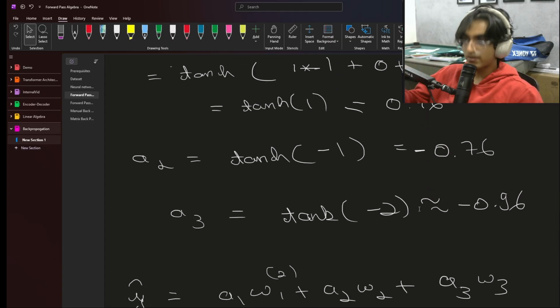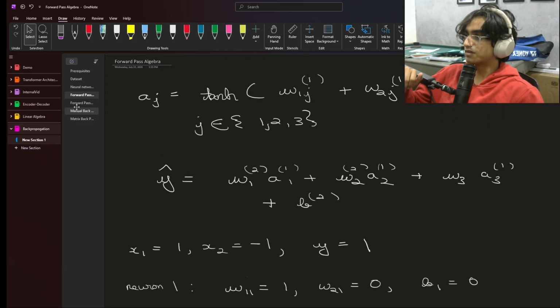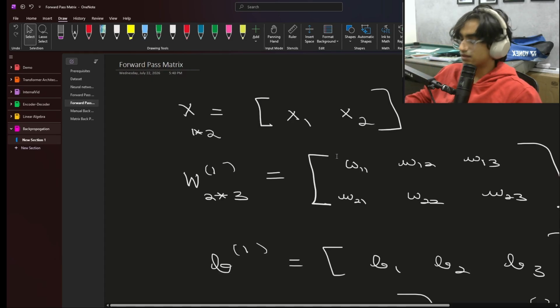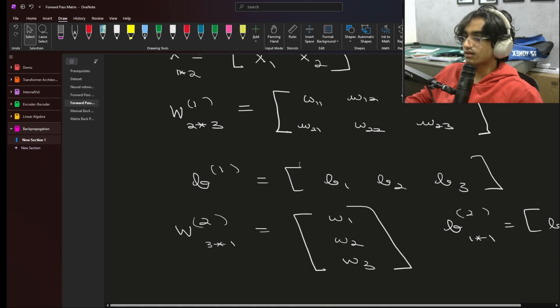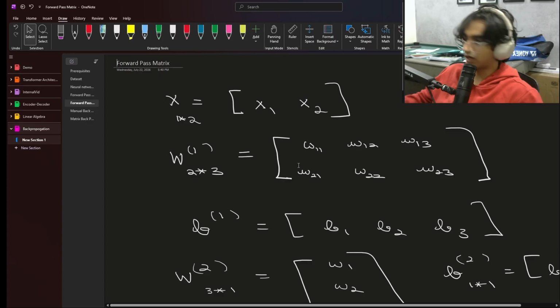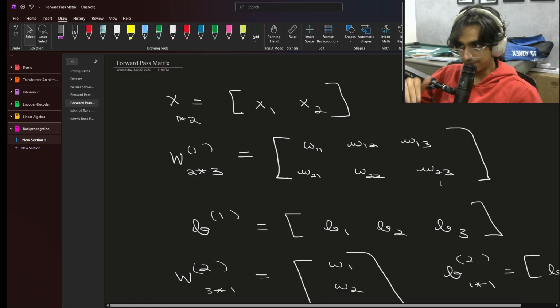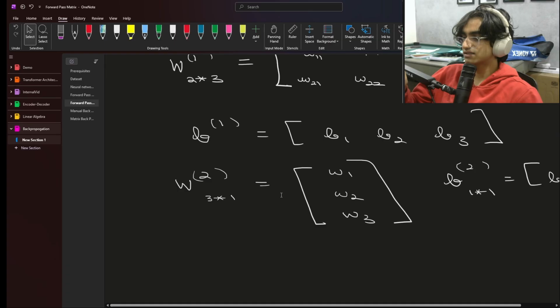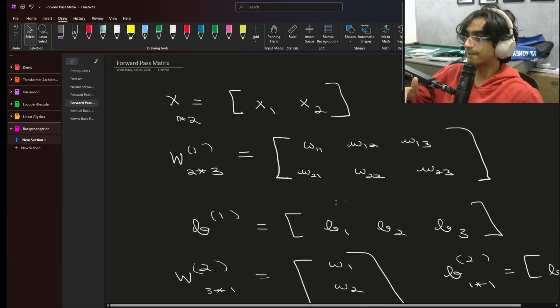Now I'm going to show you the same method, but we're going to do the forward pass using the matrix form. So let me show you how this looks. Since we're taking one sample, our x is going to be 1 cross 2: x1, x2. Then our weight matrix is going to be 2 cross 3: W1,1, W1,2, W1,3, W2,1, W2,2, W2,3. Then we've got our biases, the second layer weights and the second layer bias.